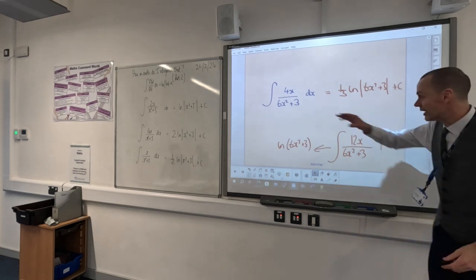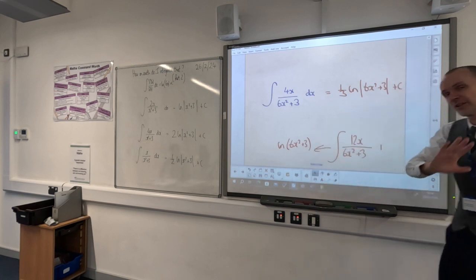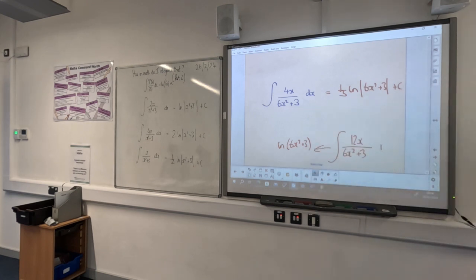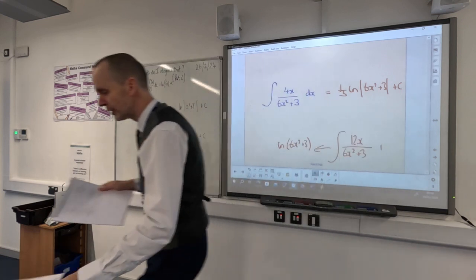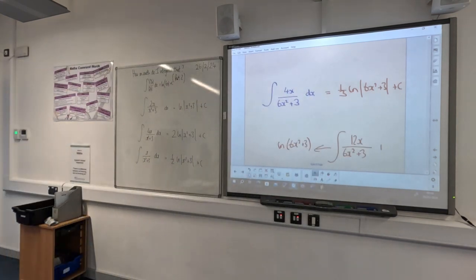So I spot that it's probably a log, so I differentiate what I think my answer is going to be. And once I've differentiated it, I can just tweak it a little bit. Okay? So I had to turn to another book to get a good set. So the top 6 here are examples of this type.